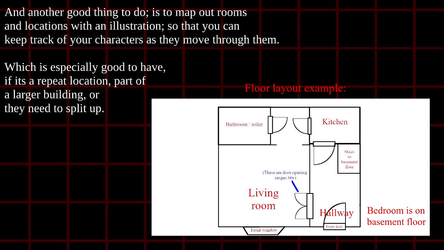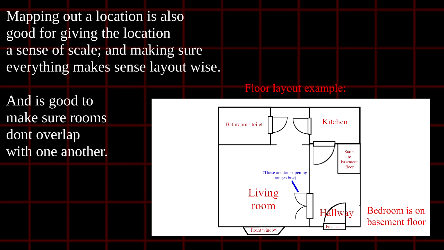Another good thing to do for continuity is to map out rooms and locations with illustrations so that you can keep track of your characters as they move through them, which is especially good to have if it's a repeat location, part of a larger building, or they need to split up. Mapping out a location is also good for giving the location a sense of scale and making sure everything makes sense layout wise, and it's also good to make sure that rooms don't overlap with one another.